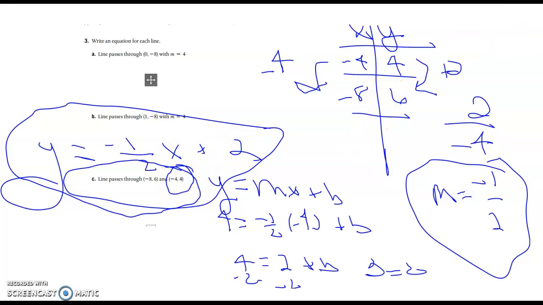The other thing you could do to get b is go backwards here. So if you add 4, you get 0.